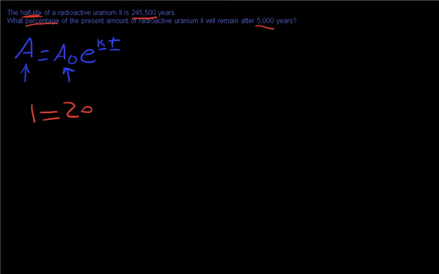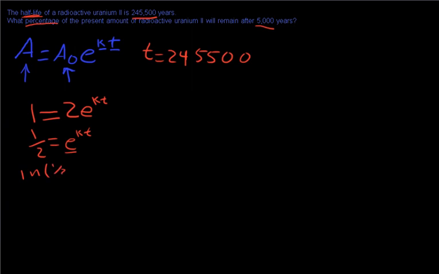Alright, and then after that we have e, k, we don't know k, we're going to try and solve for k, and then t. I don't really feel like writing out t, or this number a whole bunch of times, but we just know that t is going to be equal to 245,500. So now to solve for k, what we do is 1 divided by 2 equals e to the kt. I just brought over the 2. Natural log of both sides to get rid of this e. So natural log of 1 over 2 is equal to kt.